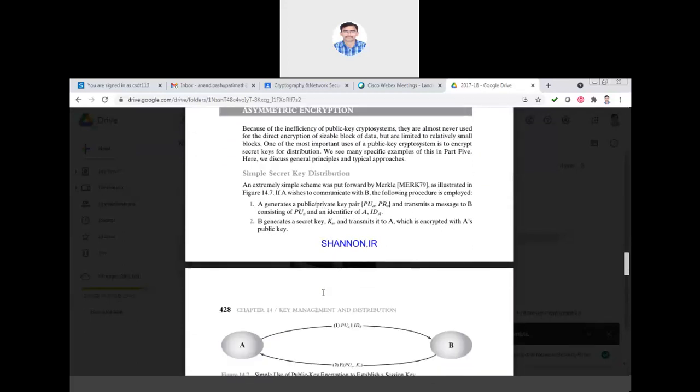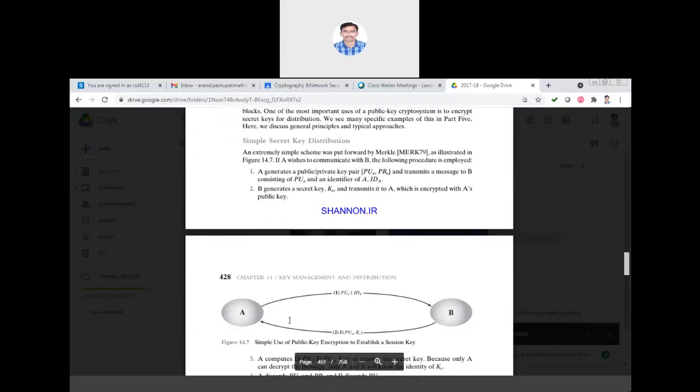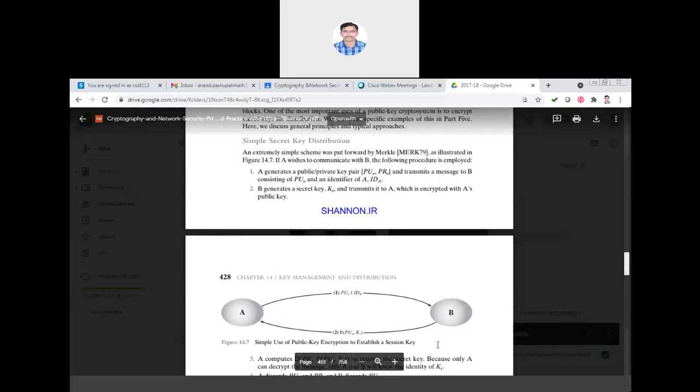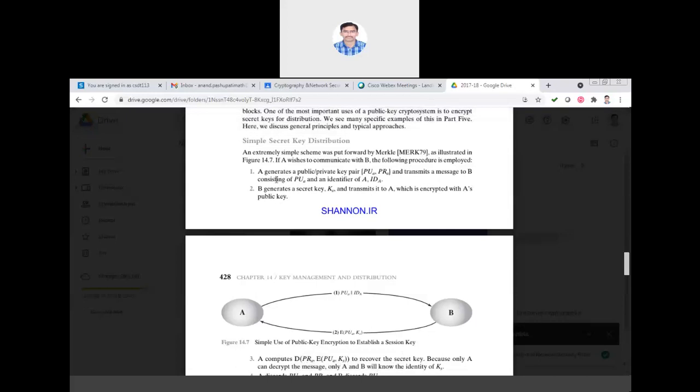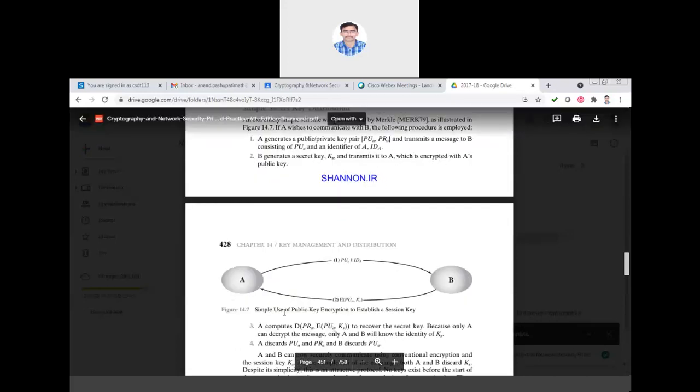I hope the title was clear to you. Now I'll directly take up the diagram first. The first diagram is 14.7. You can just concentrate on that diagram. It is a simple use of public key encryption to establish a session key. So how do we establish a session key using public key encryption? We normally denote the public key as PUA and the private key as PRA, with respect to a user. There are only two communications between A and B here. Now what is that communication?